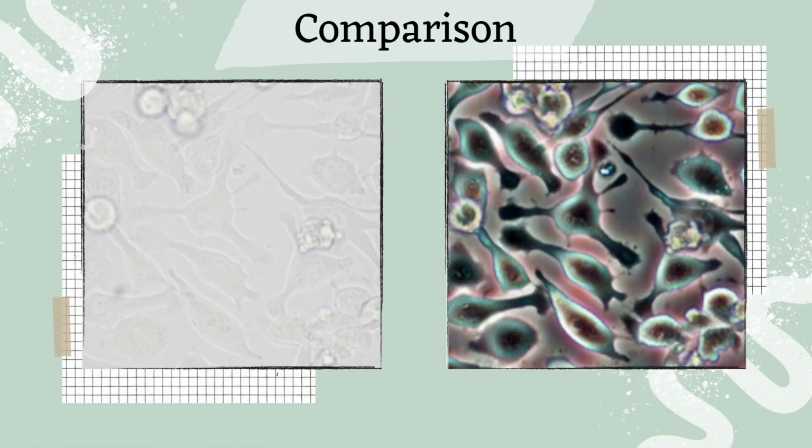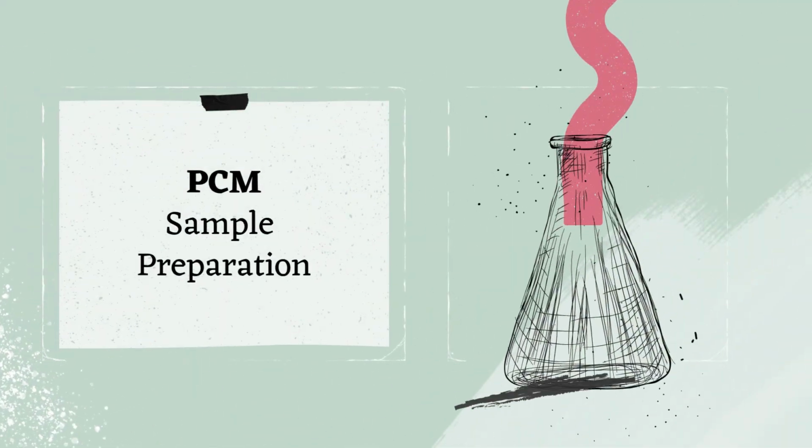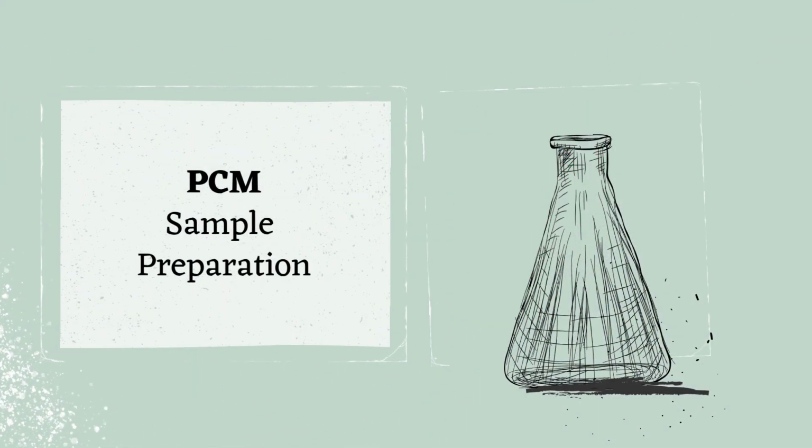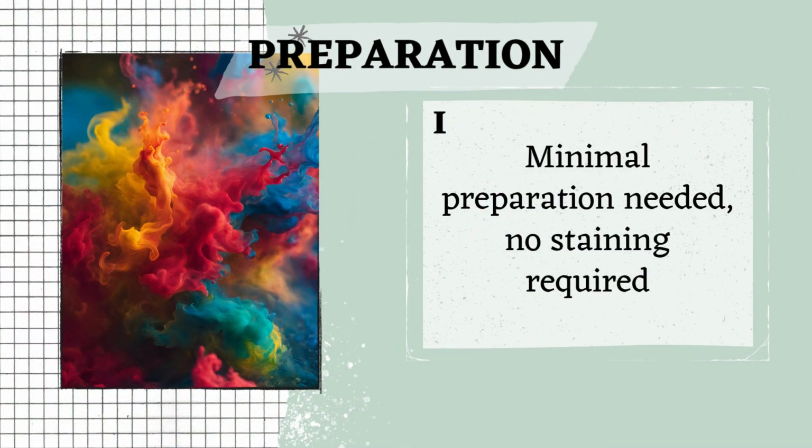Not only in phase contrast microscopy are we able to see the cells better, but we are also able to see inside the cell, the organelles. But how do we prepare a sample for PCM? First of all, we must say that minimal preparation is required.